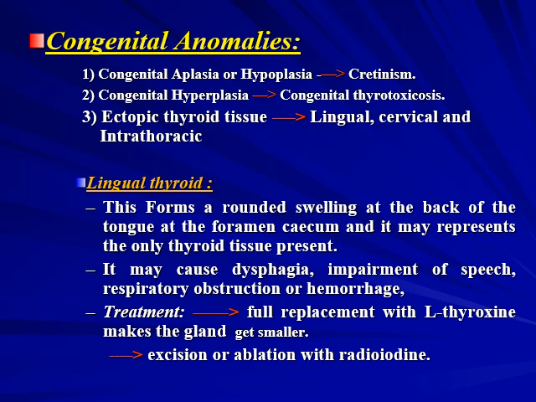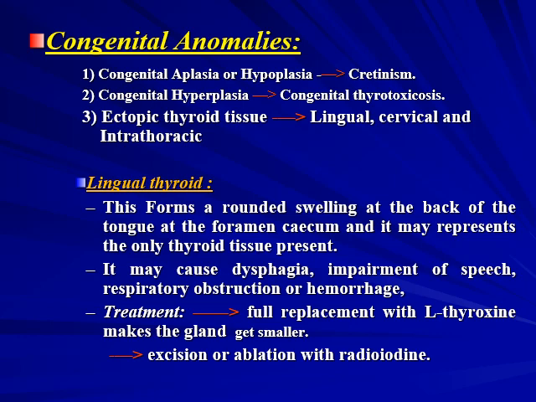The third is very important, the ectopic thyroid tissue. We have three types of ectopic thyroid tissue, either lingual, cervical, or intrathoracic. Let's agree that all ectopic thyroid tissue should occur in the midline of the neck. There is no ectopic thyroid tissue outside the midline of the neck. So the first type is the lingual thyroid.